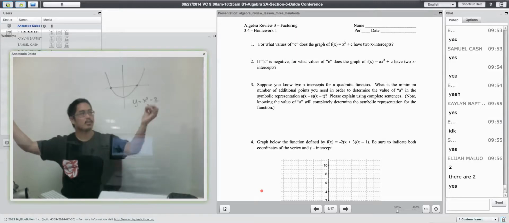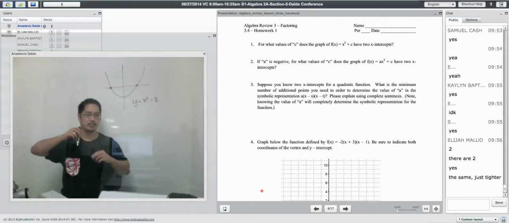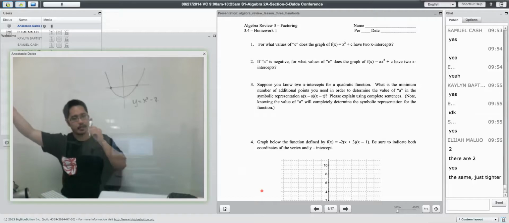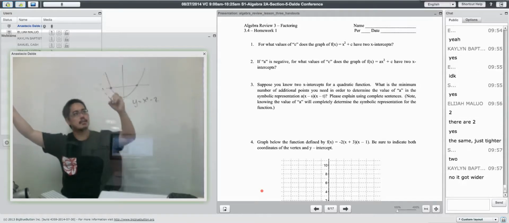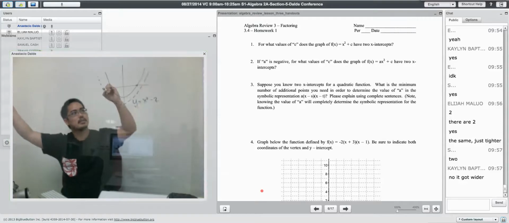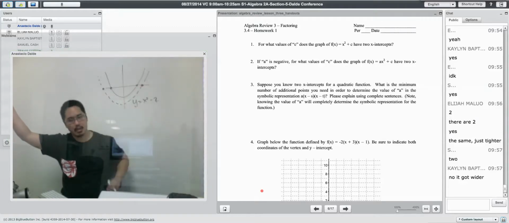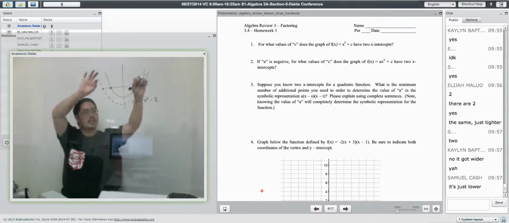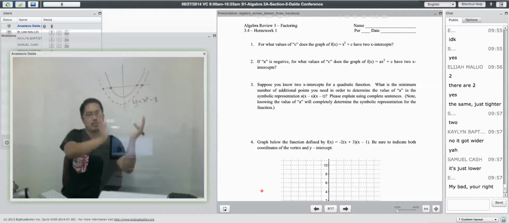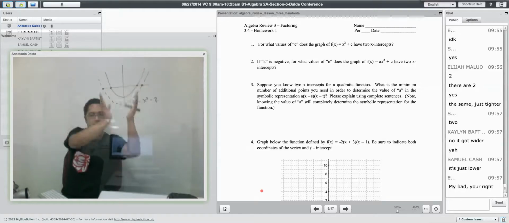All right. How many intercepts are there? Is there 1 or 2? Okay. It's the same, just tighter. Actually, Elijah, I would disagree with you. I think you're plugging in the minus 2 here. No, what I meant is x squared minus 2. And I would say that the graph would look something like this. So I would actually argue with you and say it's wider. All I did was take this thing and move it lower. So this C, all it is doing is moving it up and down.